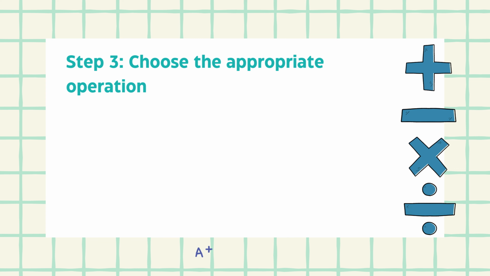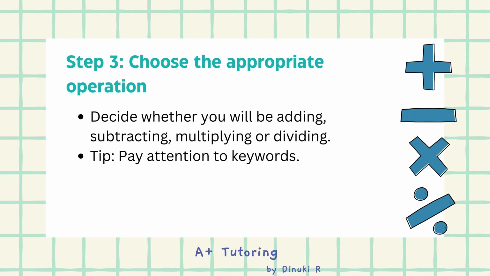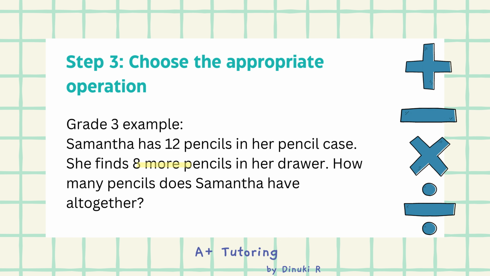The third step to tackling word problems is choosing the appropriate operation. According to the question, you need to decide whether you'll have to add, subtract, multiply, or divide to figure out the answer. A tip here is to pay close attention to the details that we found in the previous step. Keywords like more and altogether mean that we are going to be adding in this question.